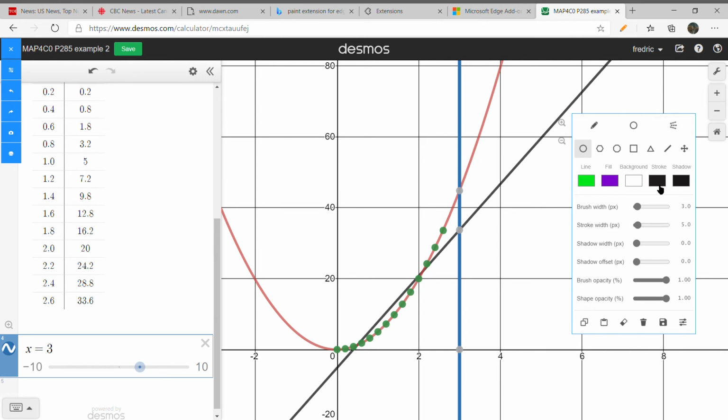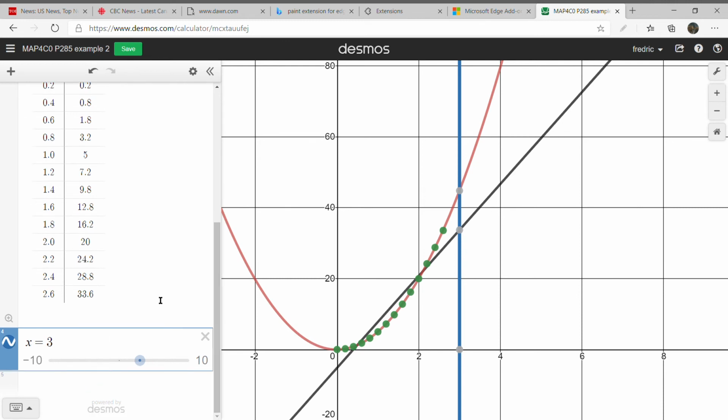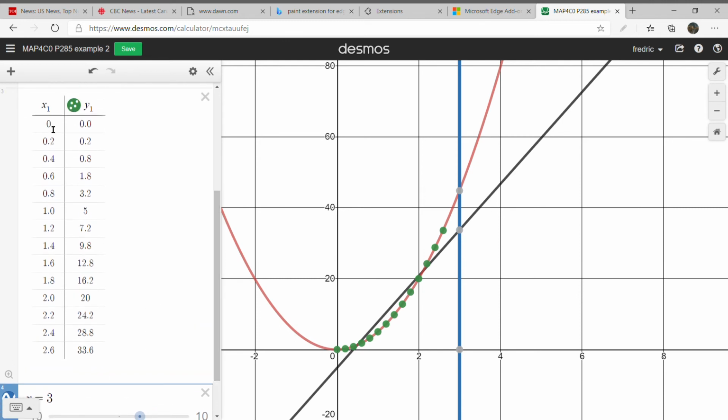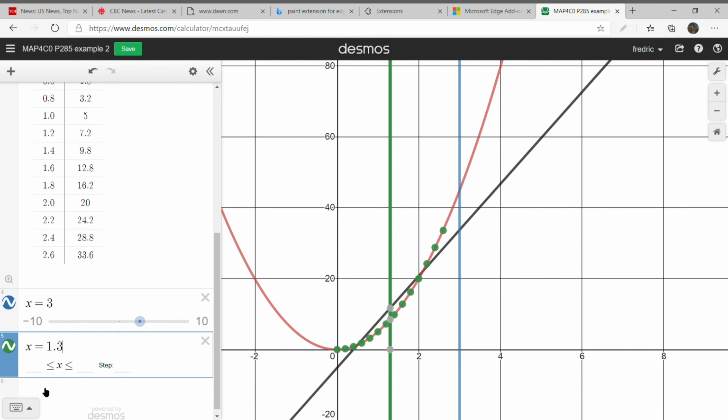Any values beyond the given data are called extrapolation. And if you want to find values within the given data, that is called interpolation. So let's try that. We have values between 0 and 2.6. If I want to find a value, say 1.3, that is not in the table of values, I can go x equals 1.3. It plots a line for me, and where the line meets the graph, I notice that the value of y is 8.45. And this is called interpolation.